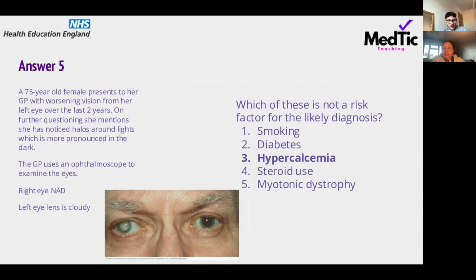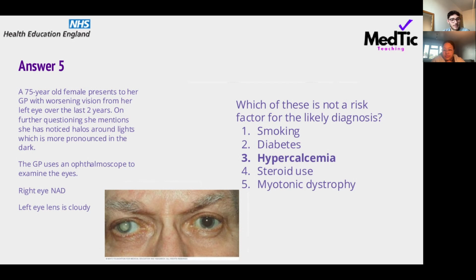Okay, so the answer: hypercalcemia. First, I just apologise because I've just noticed that it says on the examination that the left eye is cloudy, but this patient has a cloudy right eye. Sorry if that put anyone off.